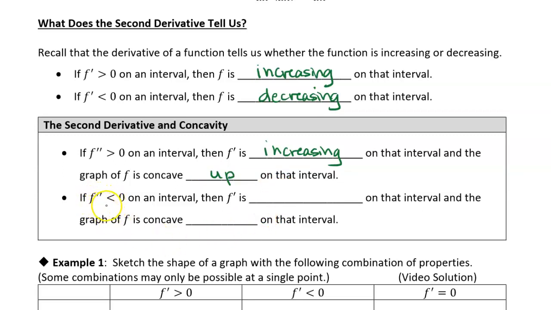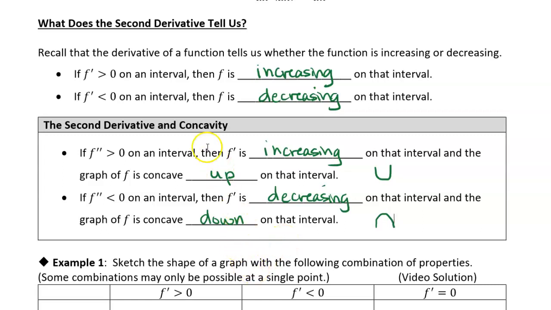On the other hand, if the second derivative is negative on an interval, that means that the derivative is going down. If the derivative of the derivative is negative, that means the derivative is decreasing on that interval. And when the rate of change is decreasing, we said that the concavity is concave down. So remember, concave up looks like a U. Concave down looks like an upside down U. It's just the curvature of a nonlinear function.